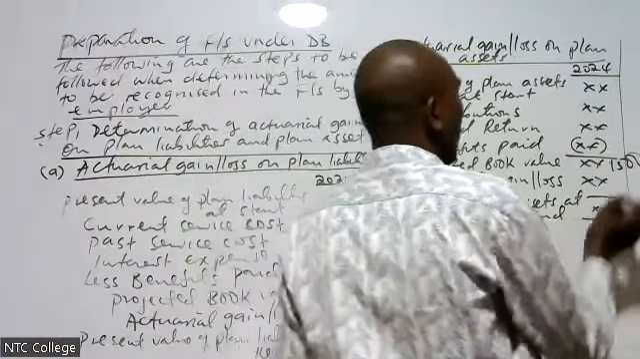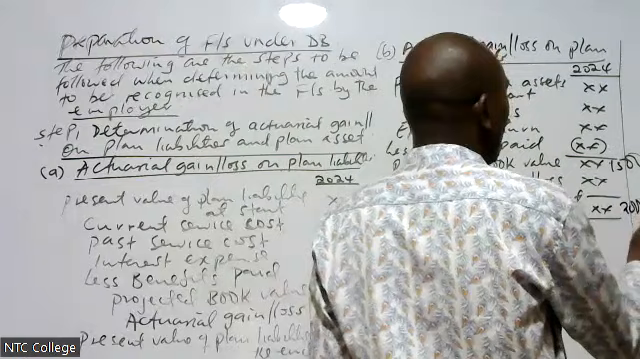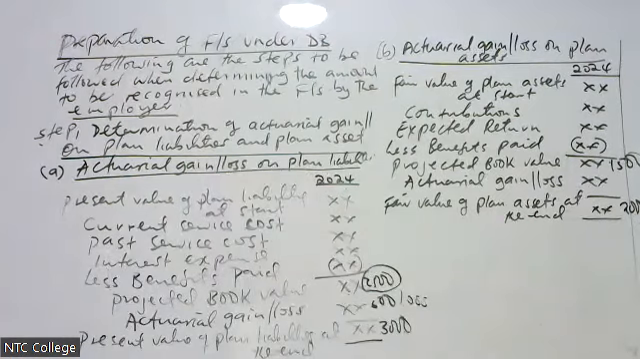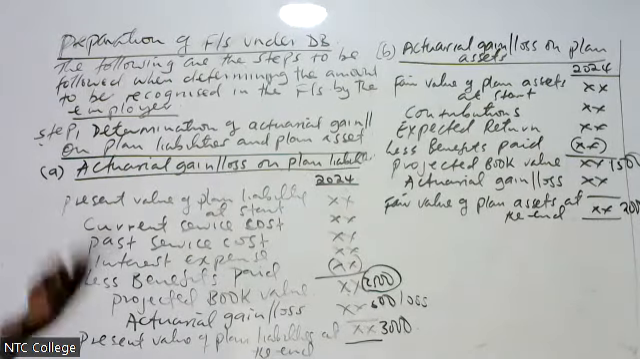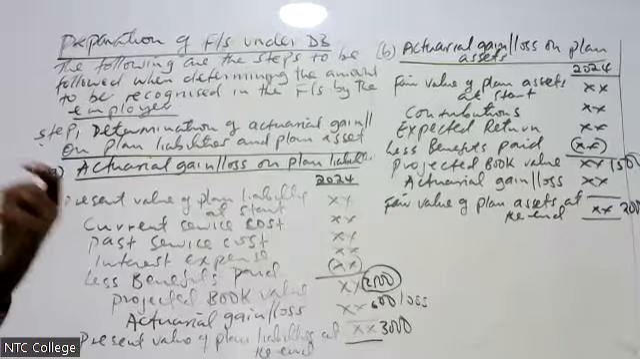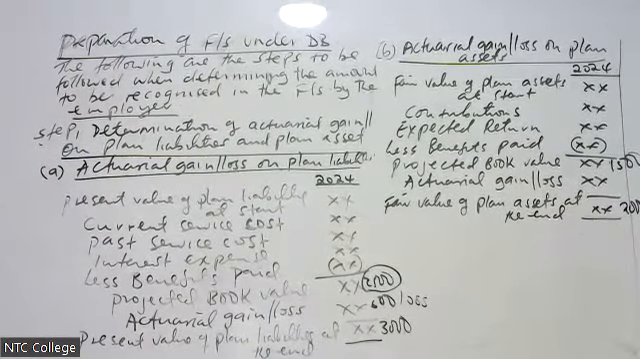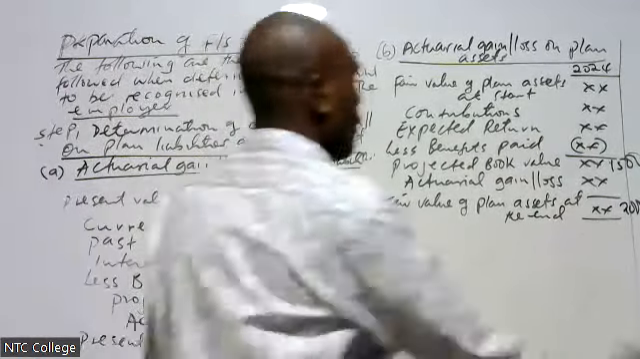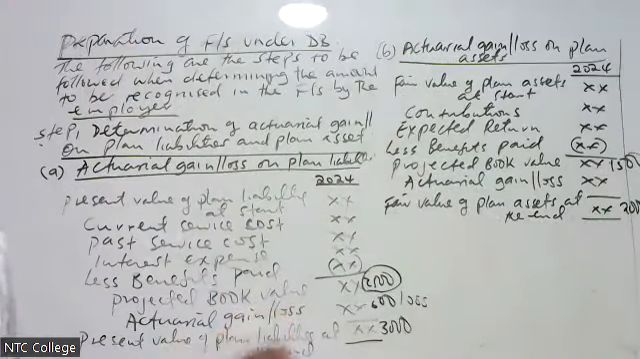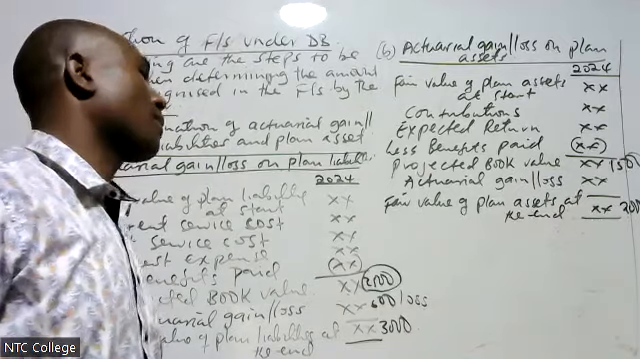Now, for example, we projected 1,500. It comes out that the assets are 2,000. That is a gain, because assets are increasing. Whenever assets increase in the company, it's a gain. Whenever assets reduce in the company, it's a loss. Therefore, this one is a gain, because the book value is showing 2,000 against the 1,500 projected. We call it the actuarial gain.